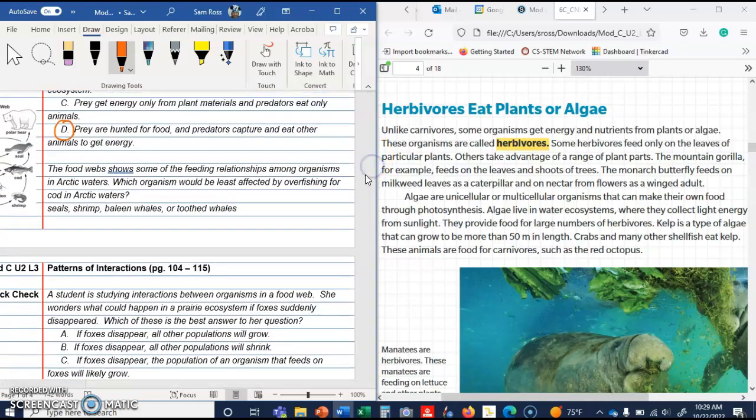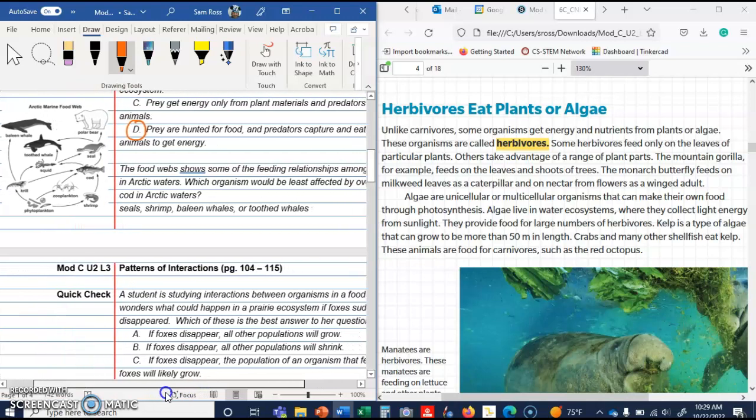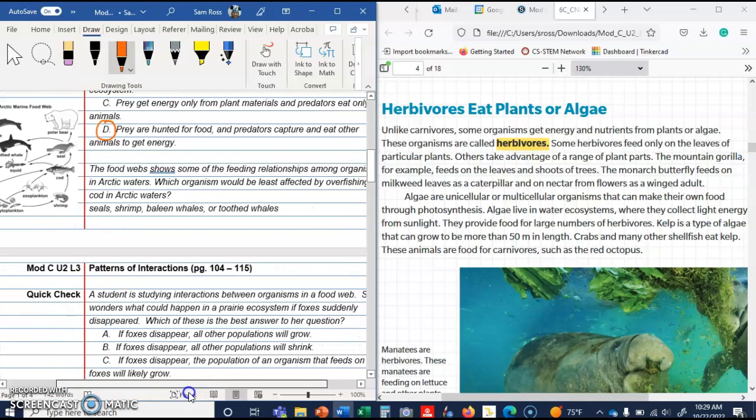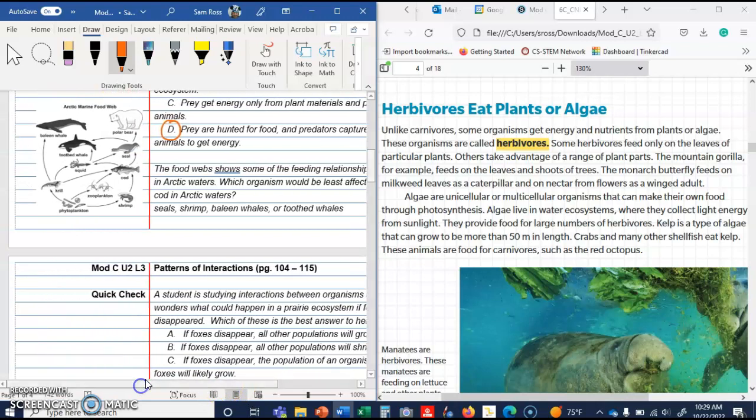It says the food web shows. So this is the food web that's on this side, and I'm pretty sure it printed out on your printed notes, but it's also right there. It says the food web shows the feeding relationships among organisms in Arctic waters. Which organism could be least affected by the overfishing of cod? So let's take a look at this. I cannot see that, but I am old. So let's see, there's cod, so which would be least affected by the overfishing of cod?